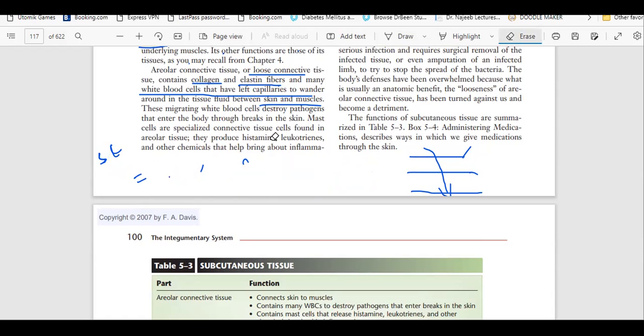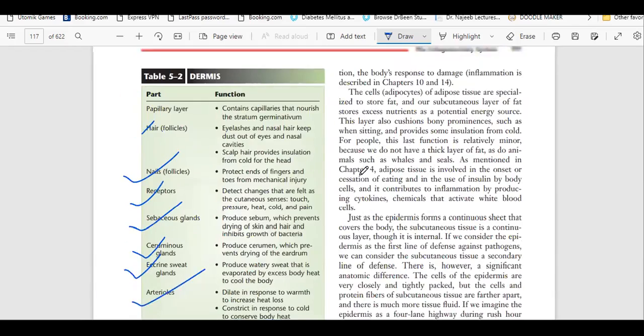Mast cells are specialized connective tissue cells found in the areolar tissue. They produce histamine, leukotrienes, and other chemicals. So here we have to talk about mast cells. Mast cells are specialized connective tissue cells. So they are available in subcutaneous layer. So we have WBC. After WBC, we have mast cells. They are connective tissue cells. Okay. So what do they produce: histamine, leukotrienes, and other chemicals that help bring about inflammation.